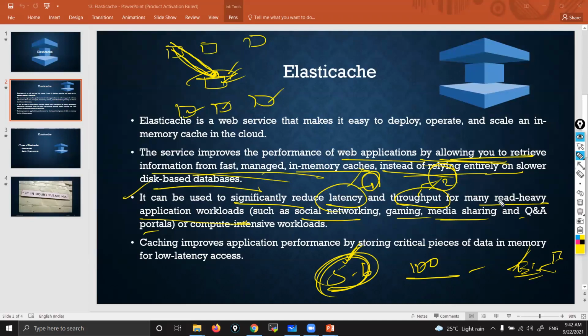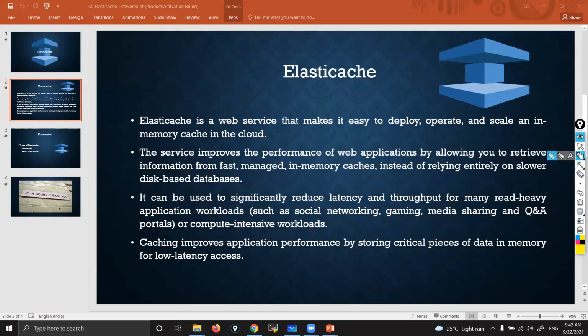So generally we use this for read-heavy workloads, application loads, or compute-intensive workloads. Kind of the same, wherever the load is more, you can use ElastiCache. Caching improves what? It improves application performance, because operations will be faster, right? That means performance will be higher. How? By storing critical pieces of data.